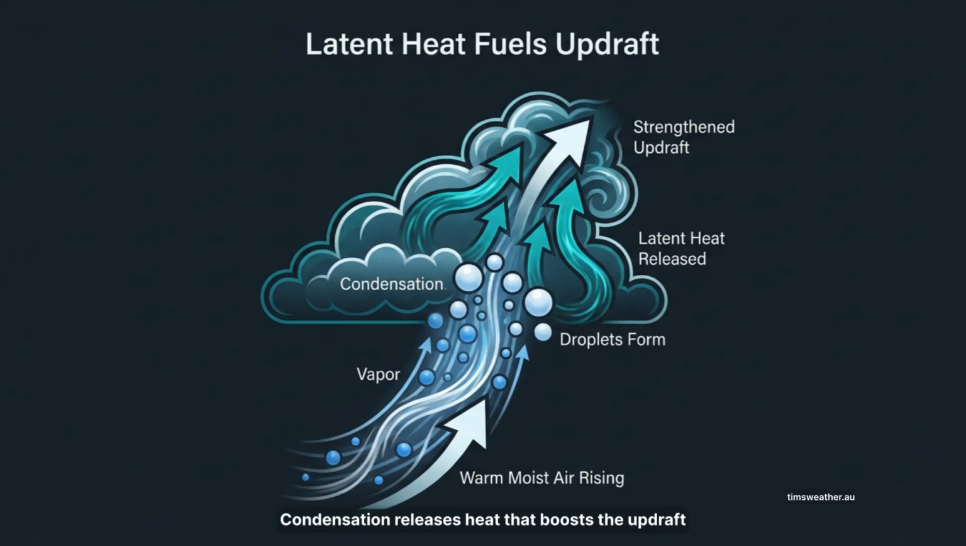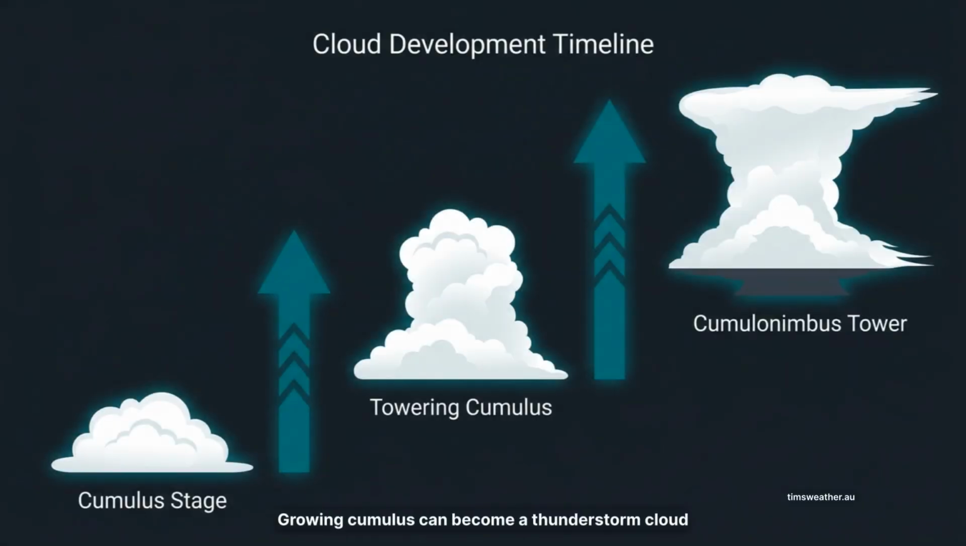Once a thunderstorm begins, it usually moves through three stages. The first is the towering cumulus stage. Updrafts dominate, moisture is carried upward, and the cloud grows rapidly. Rain may not reach the ground yet, but the storm is gathering strength.